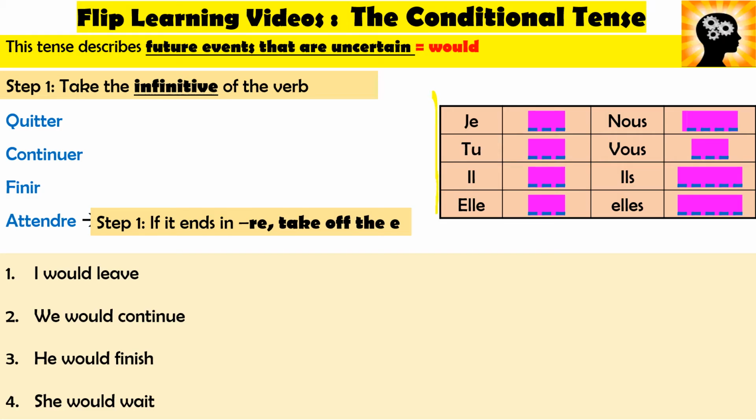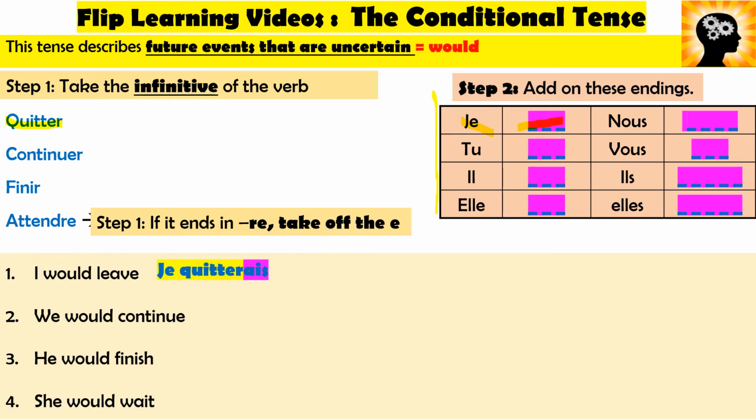So I would leave: we take I, je, and then our verb quitter, keep the ER on, keep it in the infinitive. And then the ending for would for je is AIS. Put it all together, je quitterai. Voilà, I would leave. Excellent effort if you got that one.